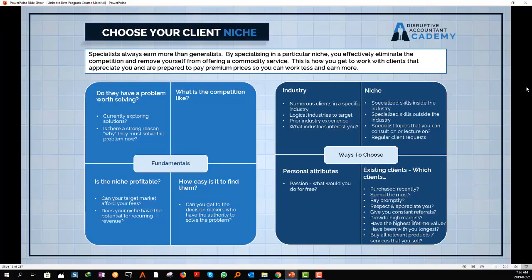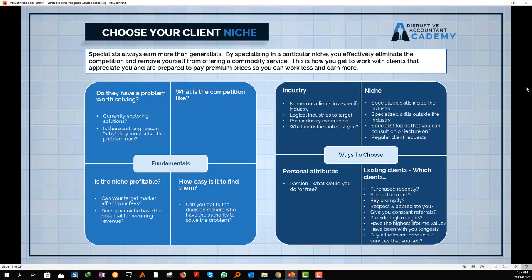So the first thing that I want to talk to you about is this concept of choosing your niche. Now, in the LinkedIn context, this is vital, because this is really what's going to drive the whole thing. As we saw when we looked at those filters just a couple of moments ago, industry is really what's going to drive it. So let me talk to you a little bit about choosing a niche.